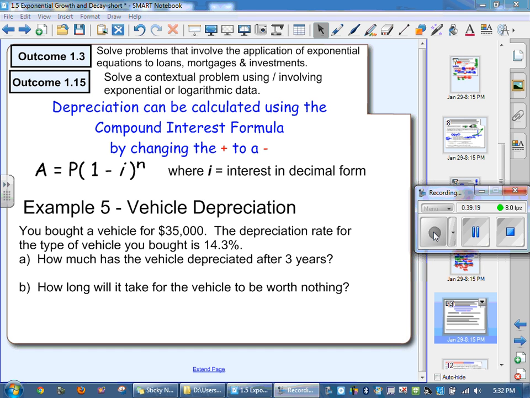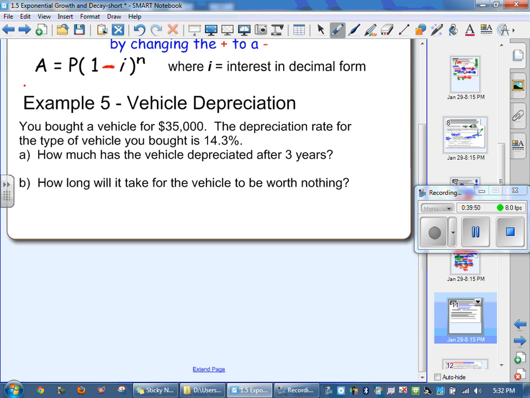Only this time, they're not going to compound anything. You will never see the compounding word in a depreciation question. So you never have to worry about dividing or timesing I and n. All right, let's write the equation with what it's telling us. So we bought a vehicle worth $35,000. The depreciation rate of this type of vehicle is 14.3%. So again, we need to take our percentage and divide it by 100. So I'm going to get 0.143 as my I value. That's going to be my I in my equation.